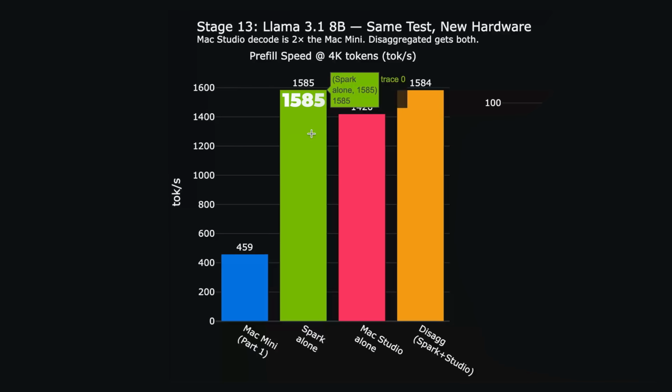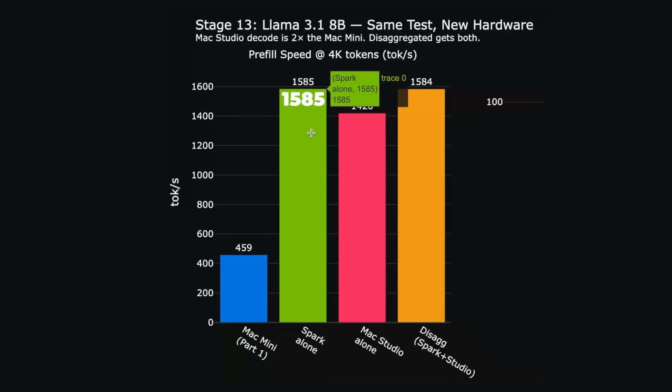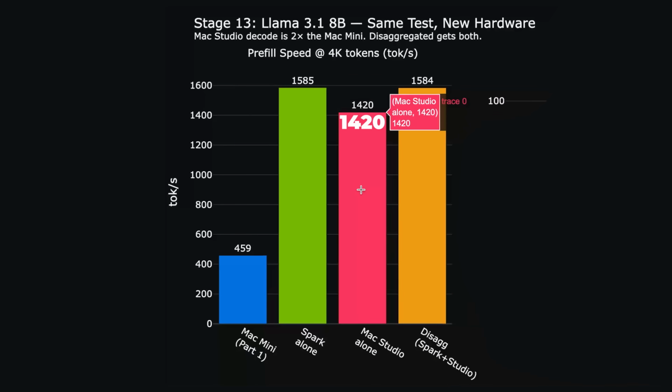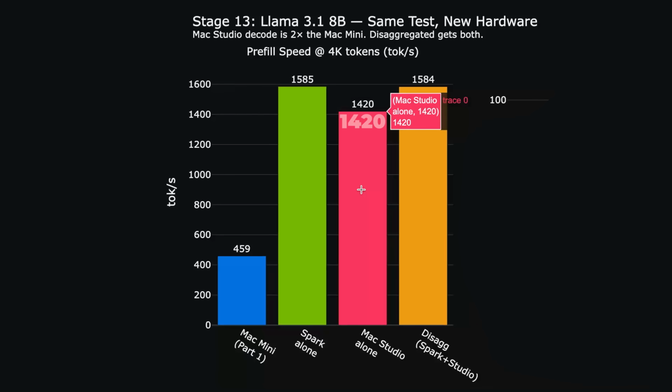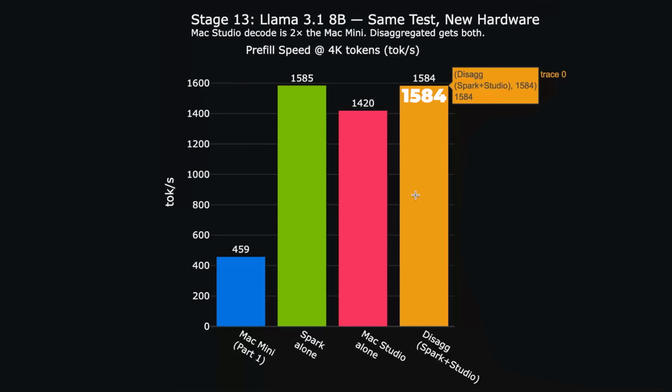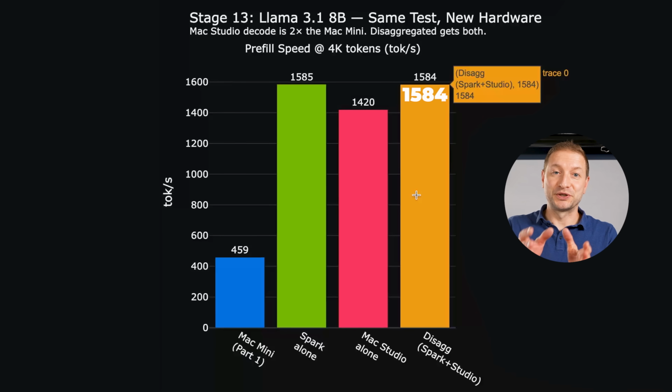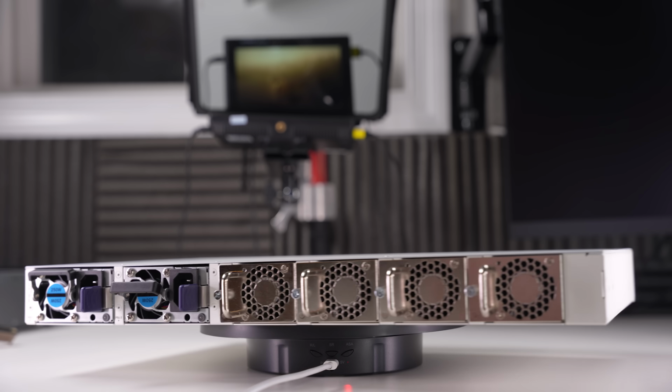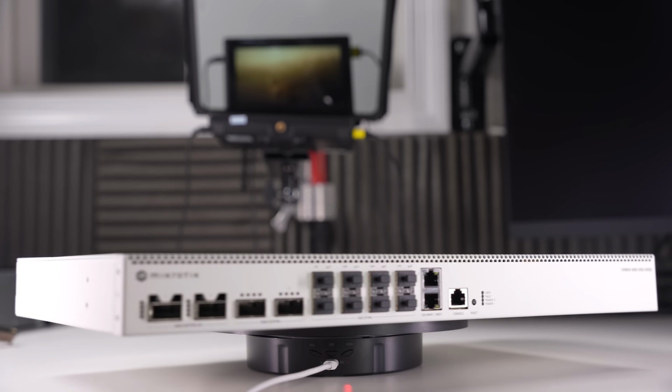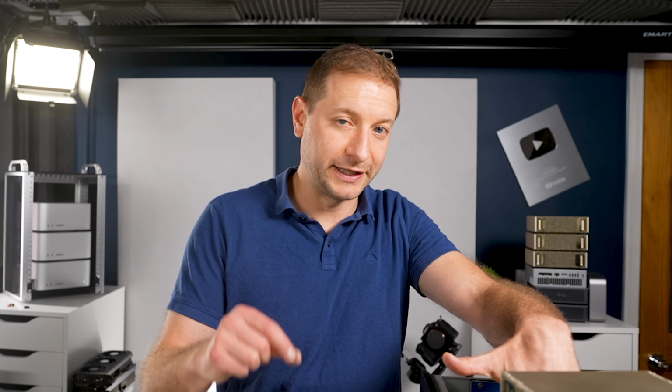Prefill at 4K or 4096 tokens. Spark alone got 1585 tokens per second. Mac Studio alone got 1420. Not bad for Mac Studio, actually. Disaggregated, 1584. The disaggregated column matches the Spark almost exactly, and the 50 gigabit link that we have going on here adds about 18 milliseconds of overhead.